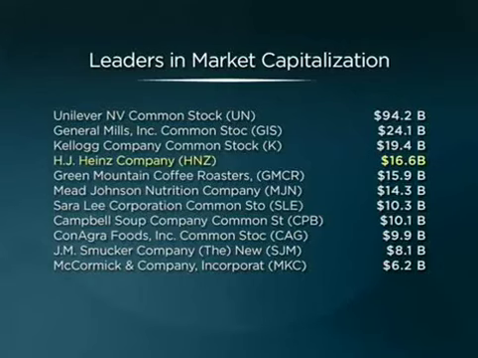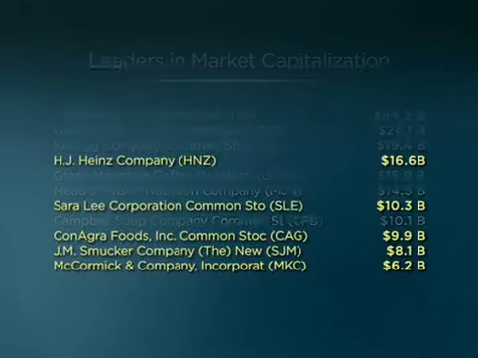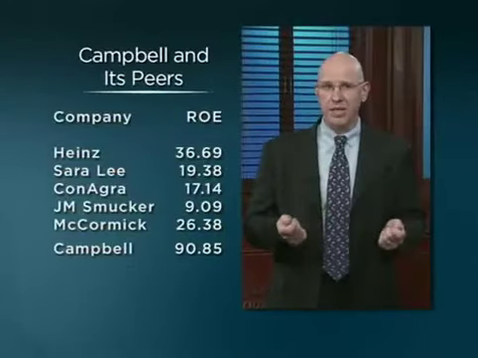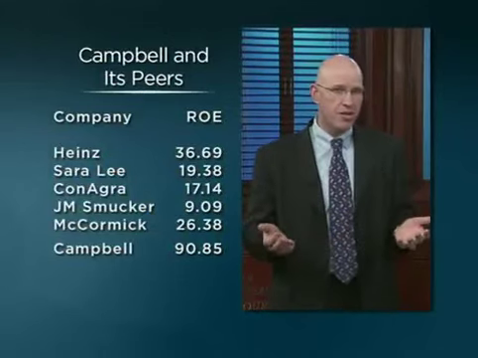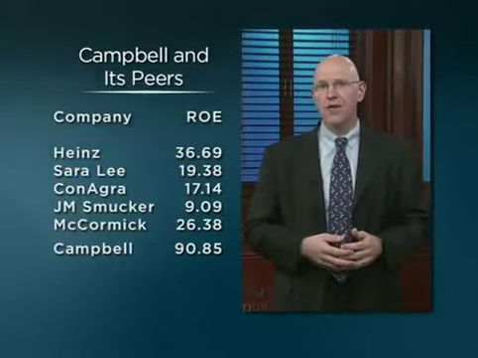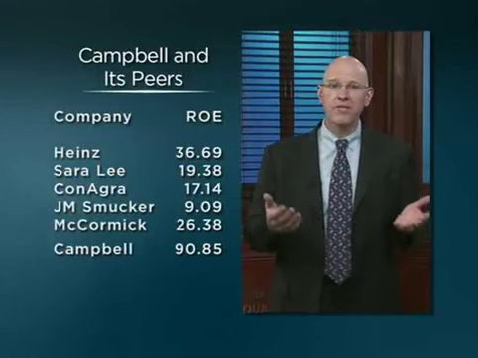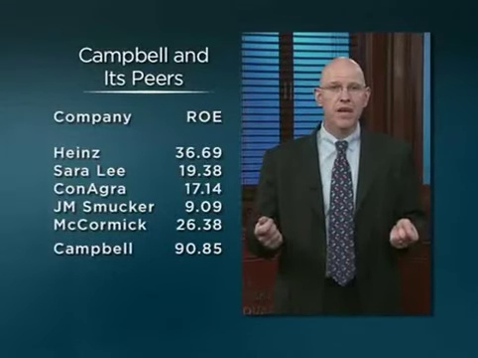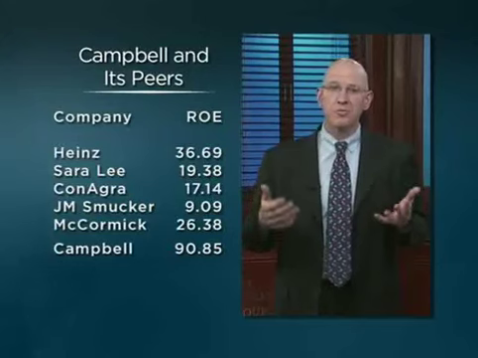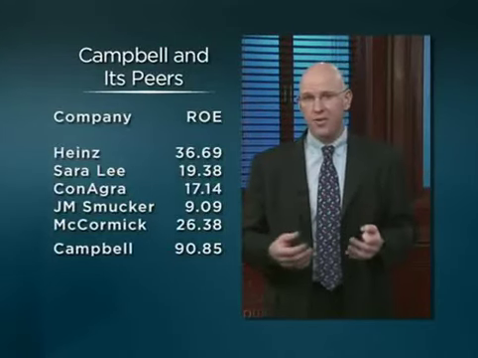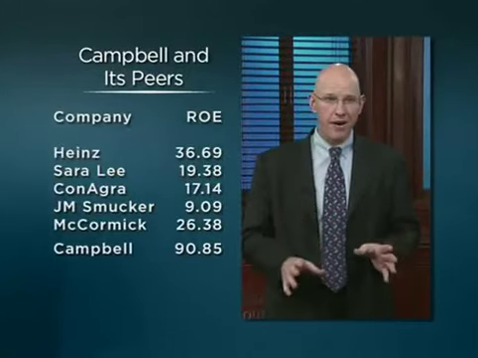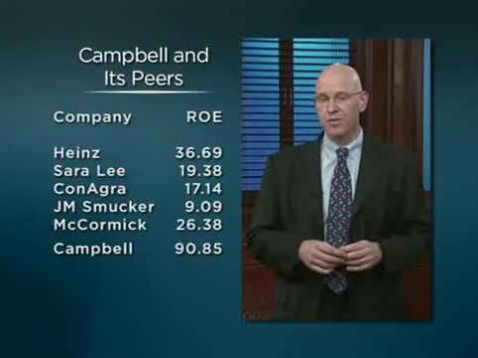For example, Heinz, Sara Lee, J.M. Smucker, ConAgra, and McCormick all make packaged foods like Campbell Soup does. So I'll compare Campbell's to these 5 companies. Once I get my list of companies, I gather the information on their financial ratios and do a simple comparison. For ROE, here's a comparison among the 5 firms. We see that among the firms that are Campbell Soup's peers, there are certainly some healthy ROEs, but Campbell's by far has a much higher ROE than these firms.